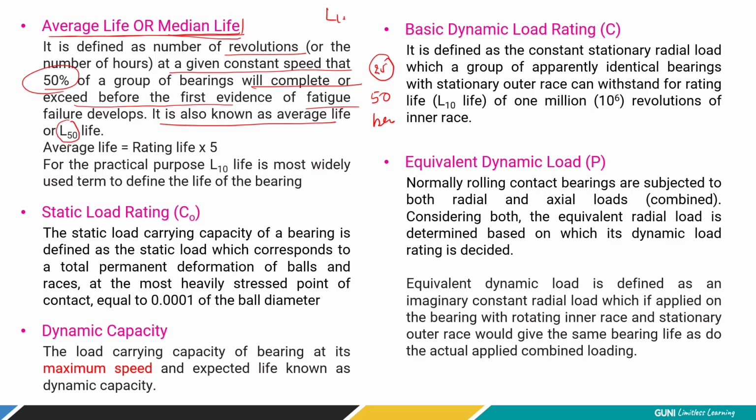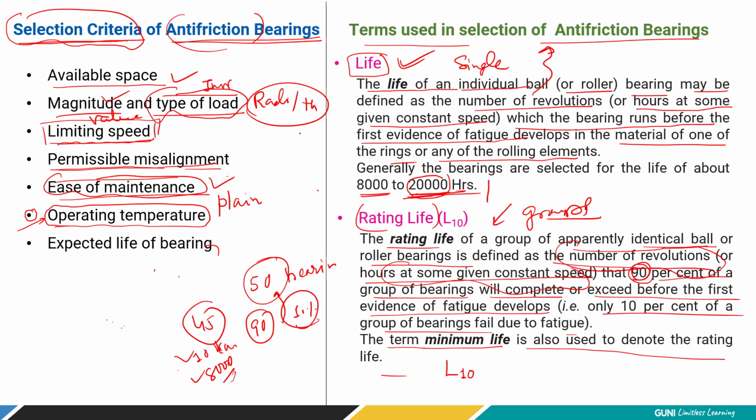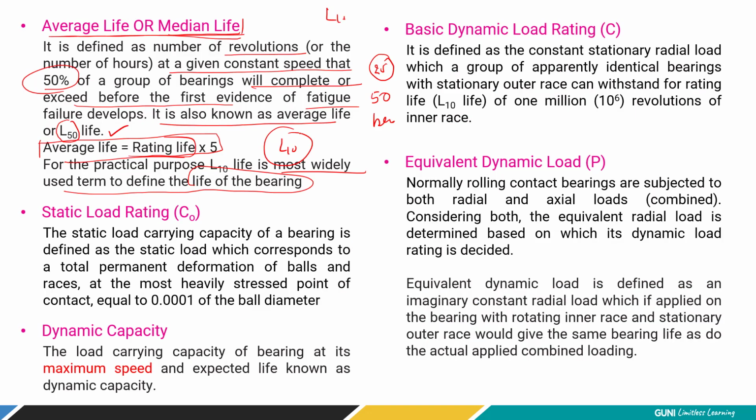Average life is equal to rating life times 5. This is a simple equation. To find the average life, you multiply the rating life by 5, or if the average life is given to you, you can divide it by 5 to get the rating life. For practical purposes, L10 life is the most widely used term to define the life of bearings, right? Here 50% of the bearings of a group must satisfy the criteria, whereas in the L10 definition, that is the rated life definition, 90% of the group of bearings need to satisfy the criteria. So mostly L10 is widely used in numericals.